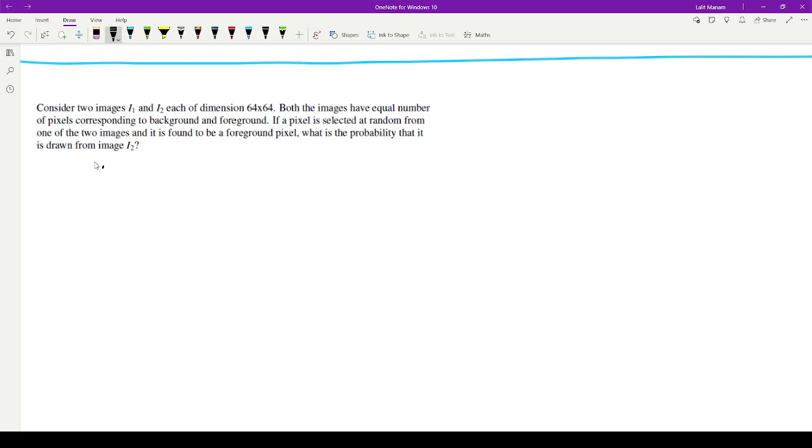Okay, so we are given two images, I1 and I2, each of dimension 64 cross 64. Both the images have an equal number of pixels corresponding to background and foreground. If a pixel is selected at random from one of the two images, it is found to be a foreground pixel. So what is the probability that it is drawn from the image I2?